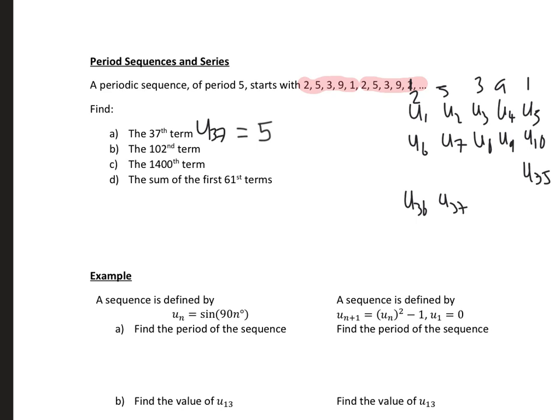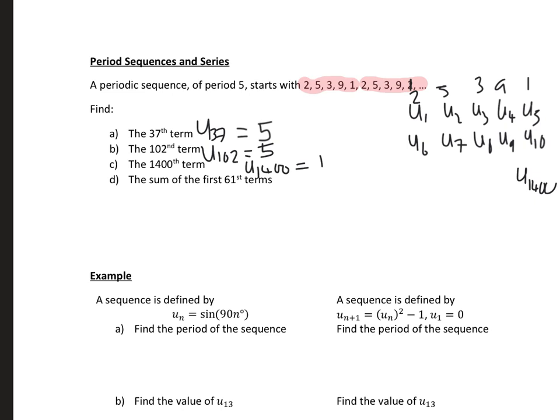If I want the 102nd term, so again, I'm not going to write all the terms out, but I want to think, which number do I know will go where? Well, again, the last column is multiples of 5, so I know that U100 is going to be in that last column, so that means U101 will go there, U102 will go there. So again, the 102nd term will be 5 again, the second term. And if I want the 1400th term, well, that's a multiple of 5, so that'll lie in the last column. So that's going to equal 1.